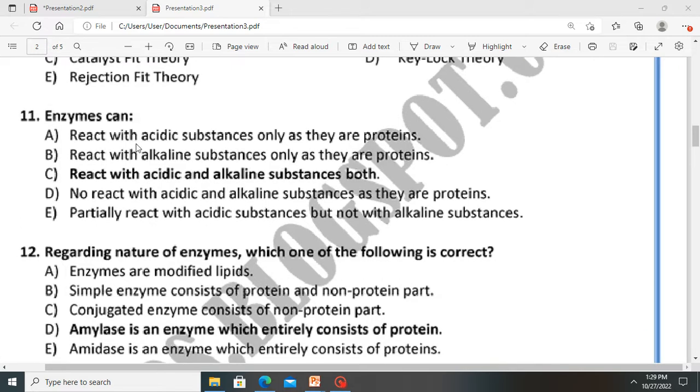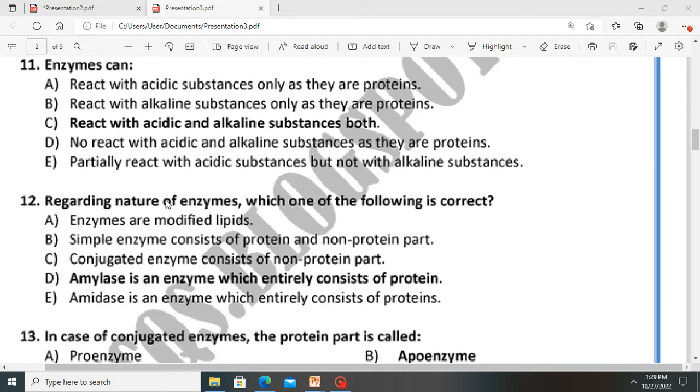Enzymes can react with acidic substances only, as they are proteins. No. Enzymes can react with alkaline substances only, as they are proteins. No. Enzymes react with both acidic and alkaline substances. So here the answer is C, because enzymes are made of amino acids, which include both alkaline and acidic amino acids. The alkaline ones react with acidic substrates, and the acidic ones react with alkaline substrates. So enzymes can react with both acidic and alkaline substances.